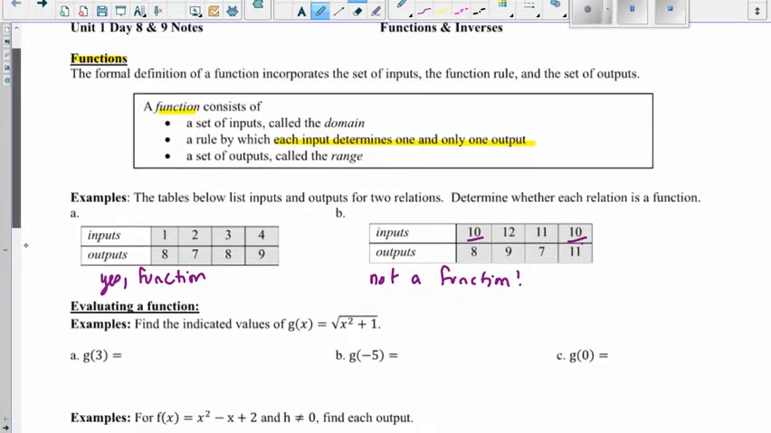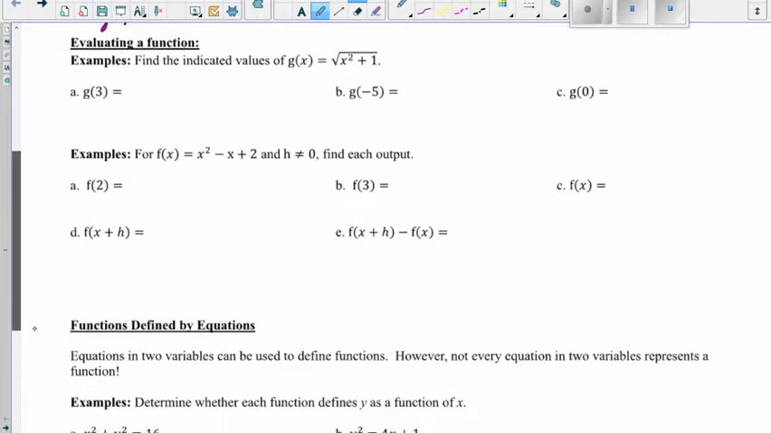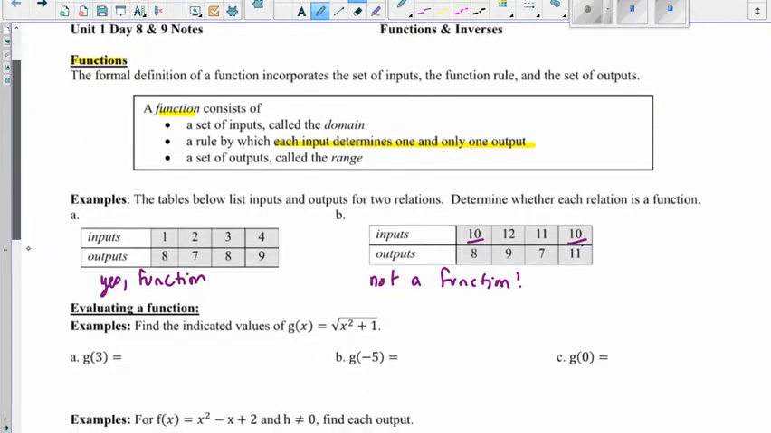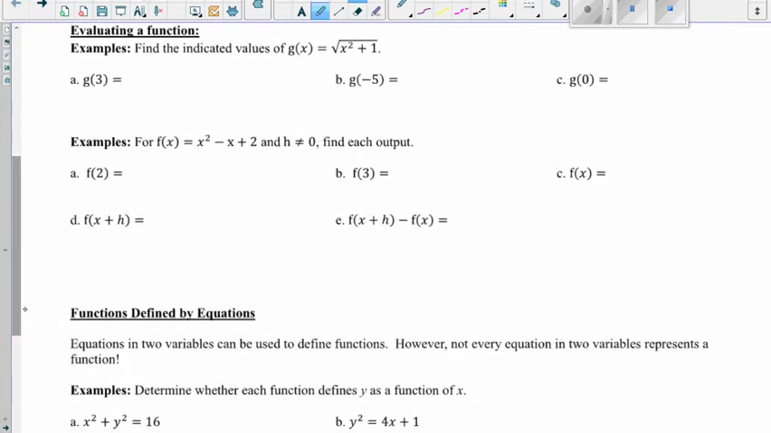Now we're going to evaluate our functions. Find the indicated values of g of x. Given the function g of x equals the square root of x squared plus 1, we want to find g of 3. Remember, that means you're plugging 3 in for x in the equation. So the square root of 3 squared plus 1.